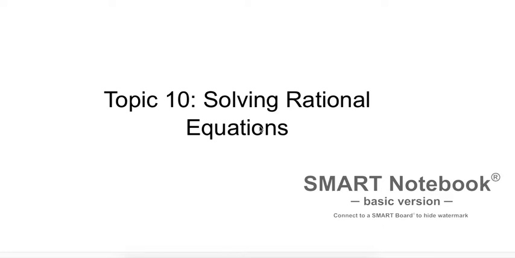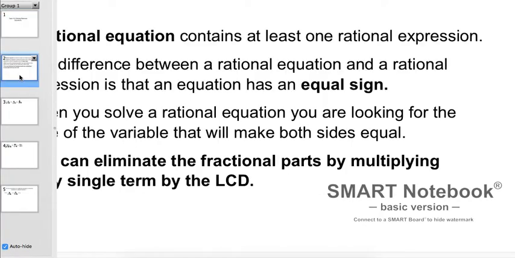Hey guys, so today I'll be starting topic 10, which is called solving rational equations. Okay, so we're going to keep working with fractions and variables, but now we're going to move on to rational equations rather than expressions. Okay, so let me get started with some notes.